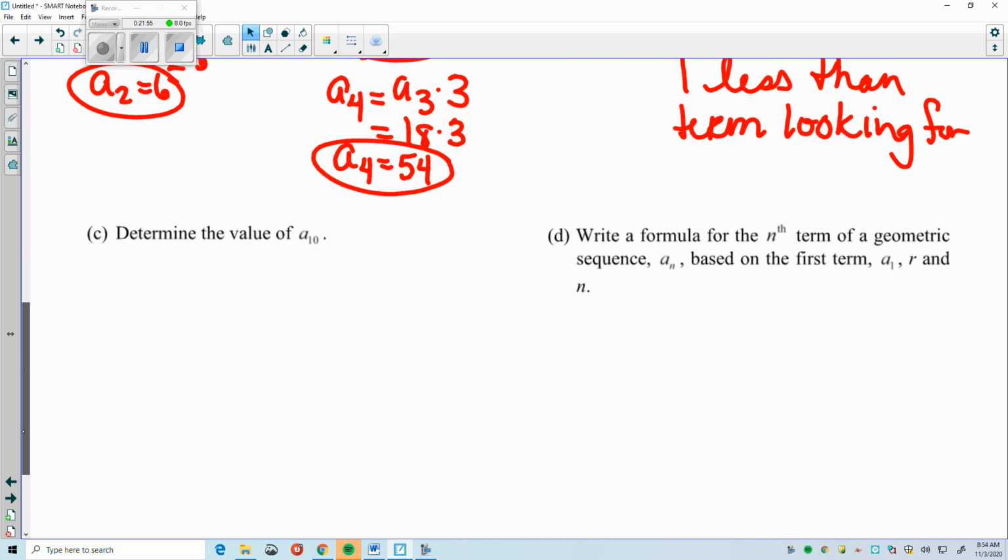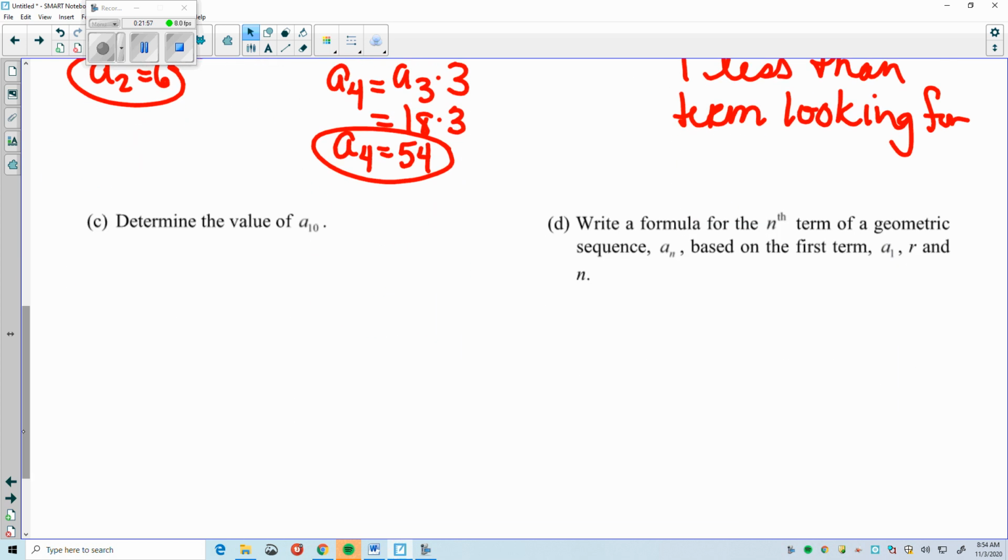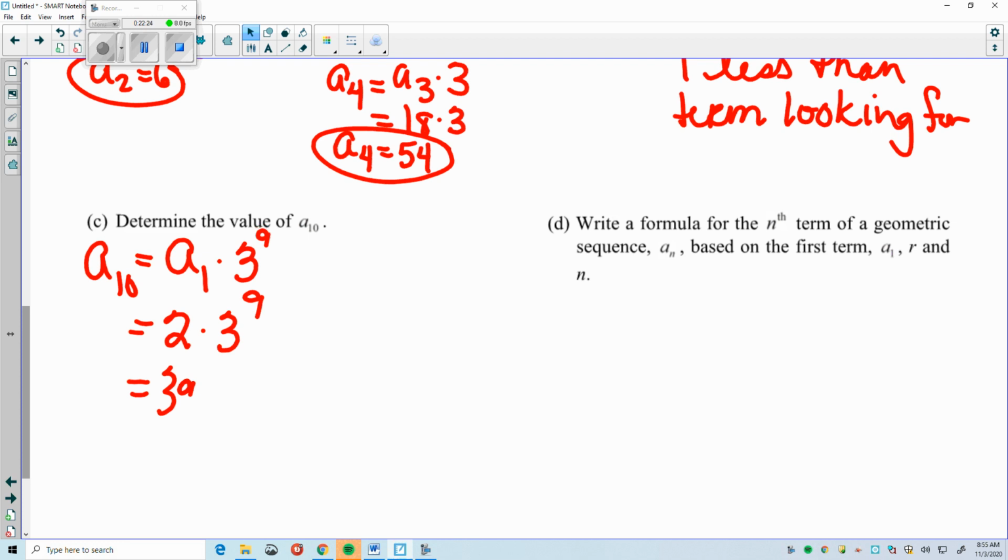Okay, so if we were to determine the value of a sub 10, that means I'm going to multiply my first term by that ratio, but 1 less than 10 times. Think about what we're doing. That's really a power, a power of 9. I'm multiplying by 3 nine times. So a sub 10 is 2 times 3 to the 9. If we were to plug that in our calculator, huge number, 39,366. That gets you your 10th term.